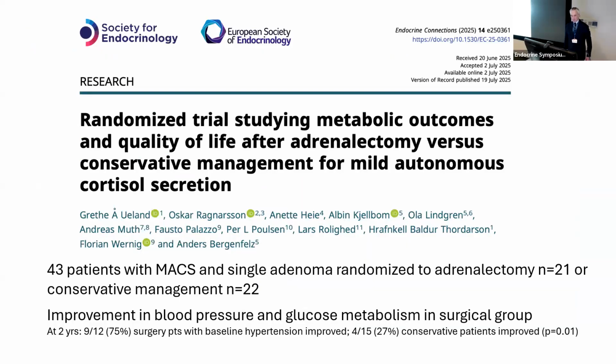This was published earlier this year, actually. These were the results from the study. 33 patients were included, randomized to either adrenalectomy or observation, and there was an improvement in blood pressure and glucose metabolism in the surgical group. At 2 years, 9 out of 12 patients who underwent surgery had improved hypertension and used less antihypertensive medication, whereas fewer did so in the conservative group. Unfortunately, we did not quite reach the target of patients we wanted to recruit due to COVID and other factors.